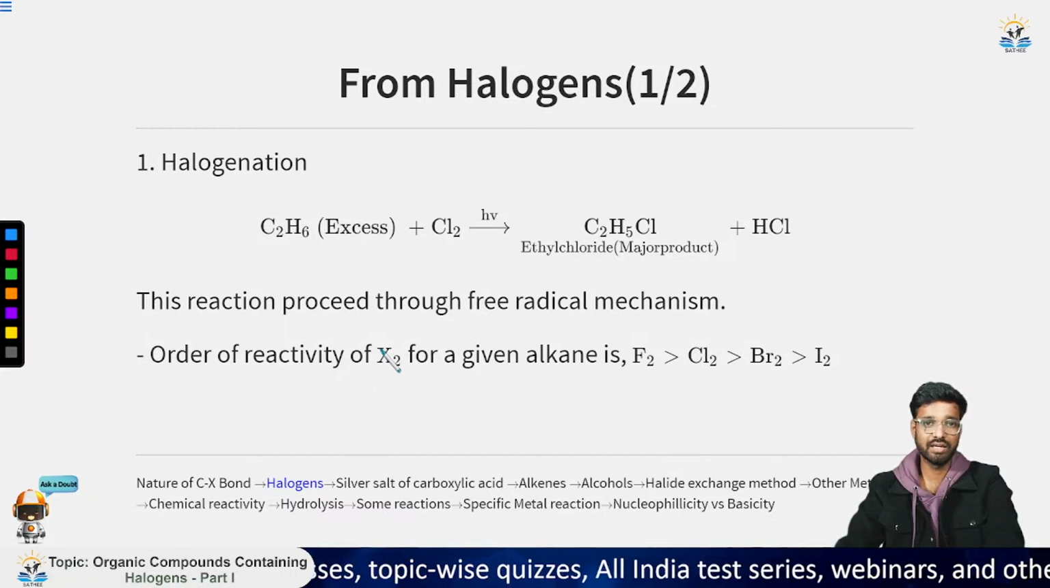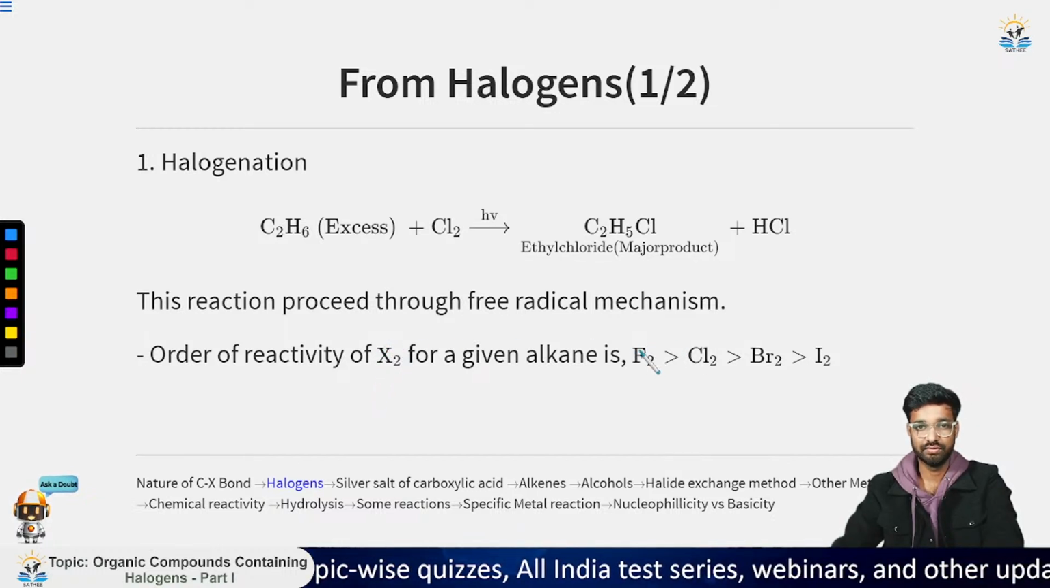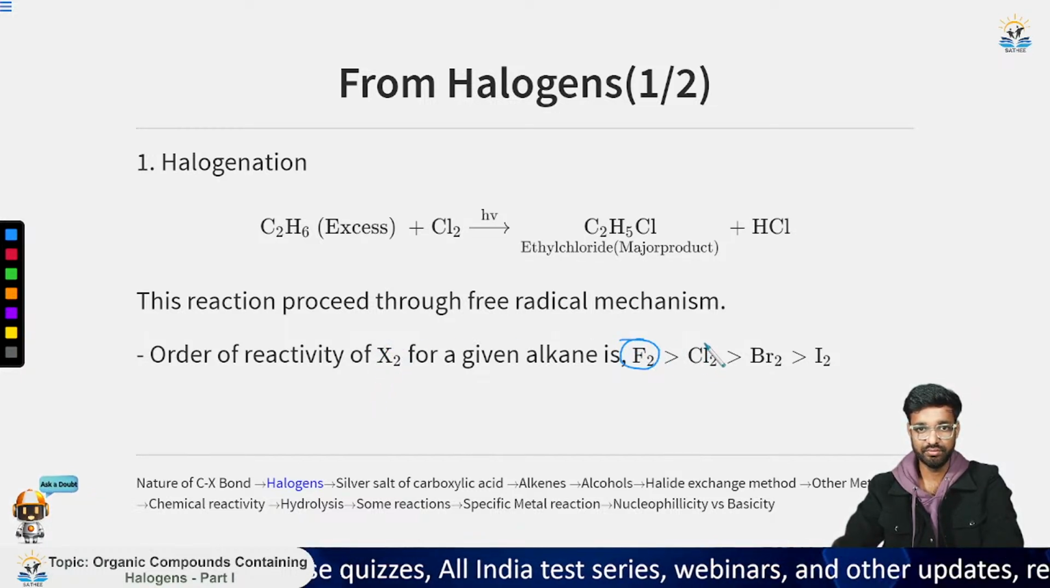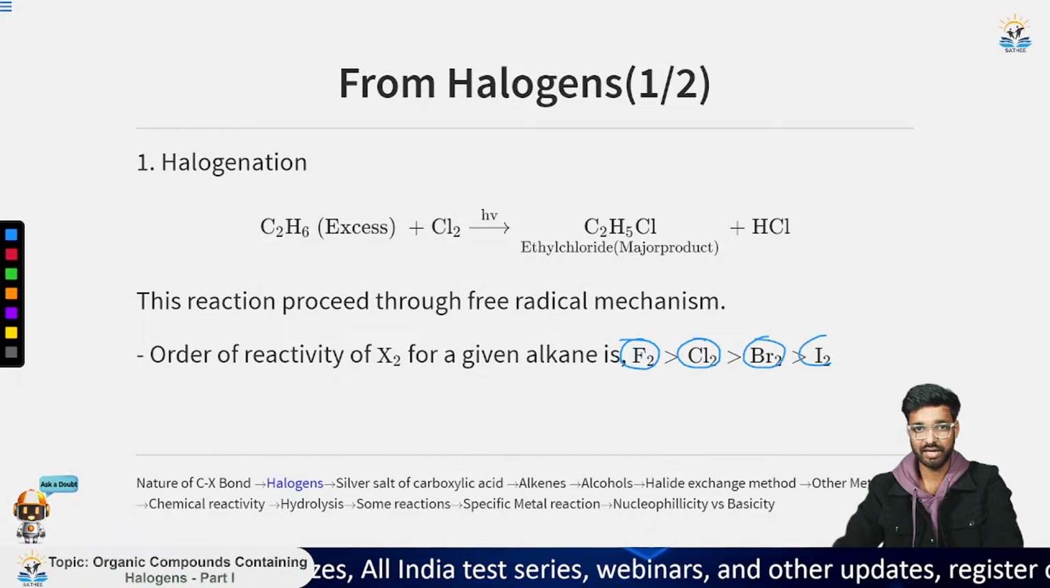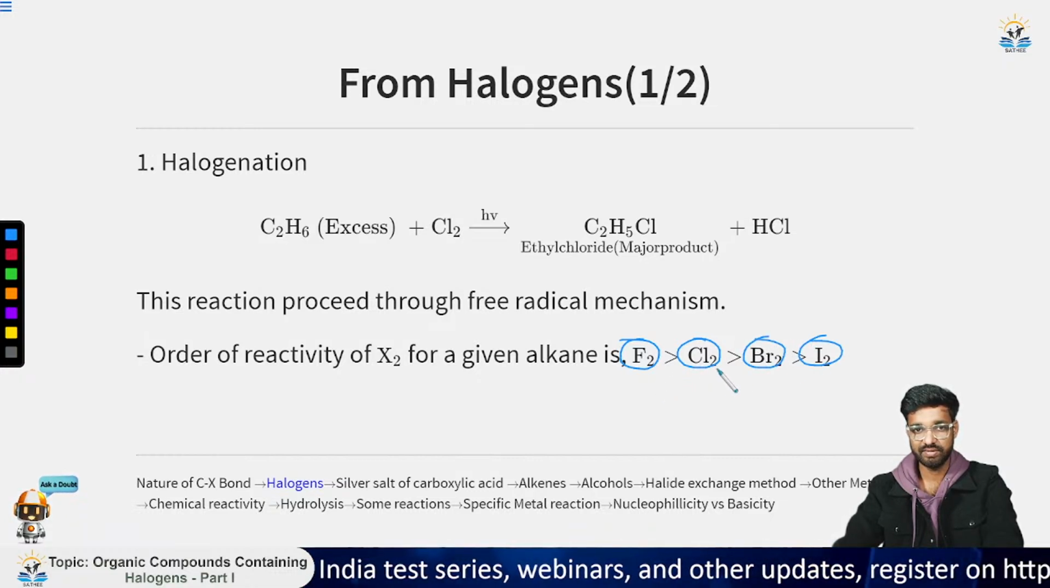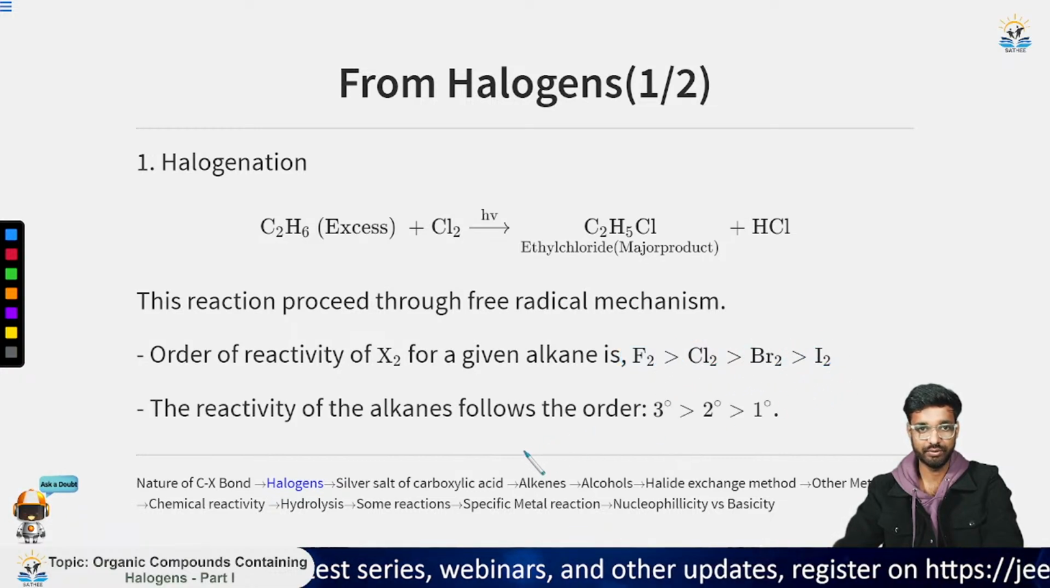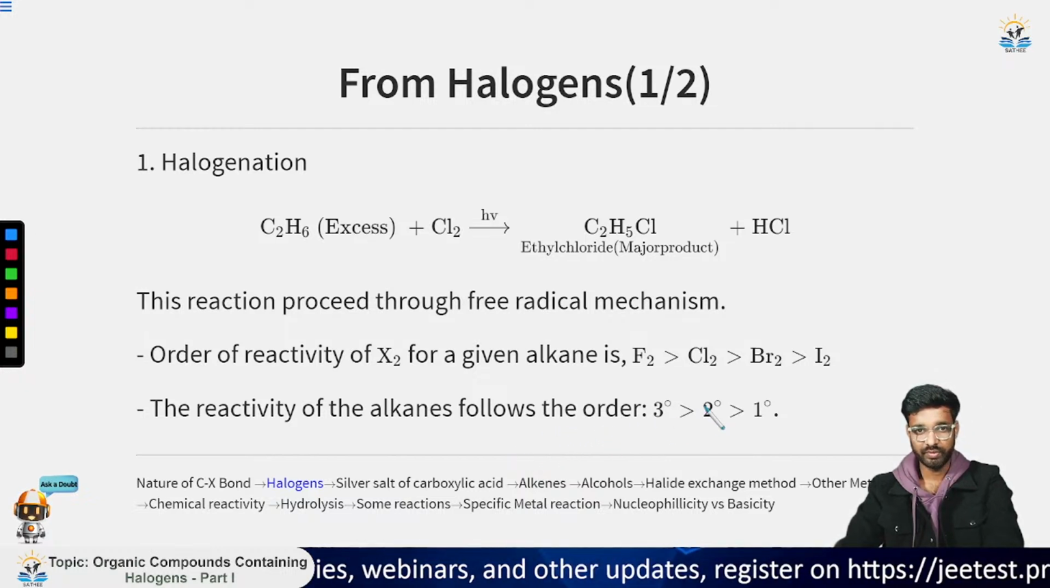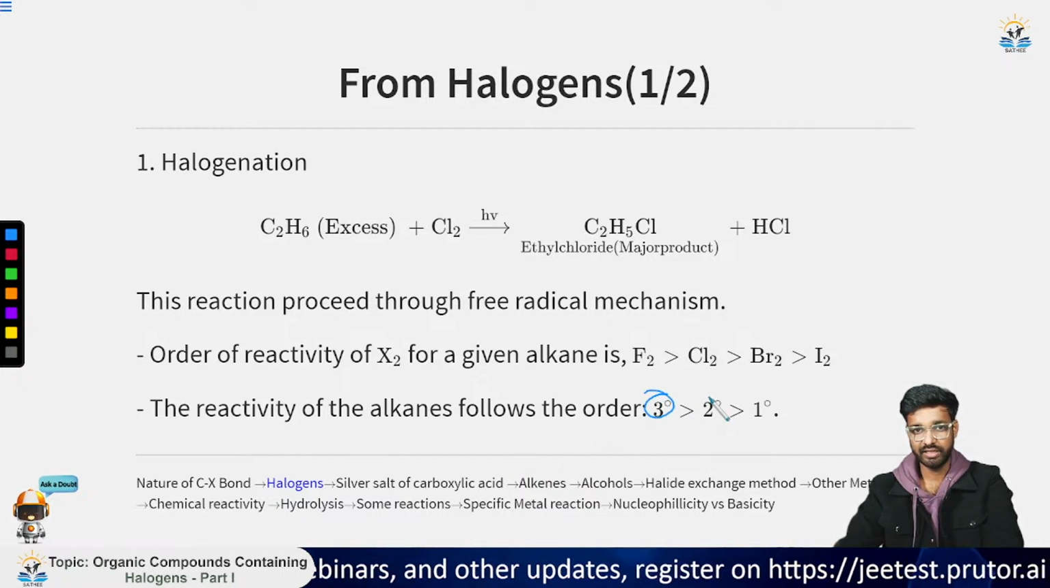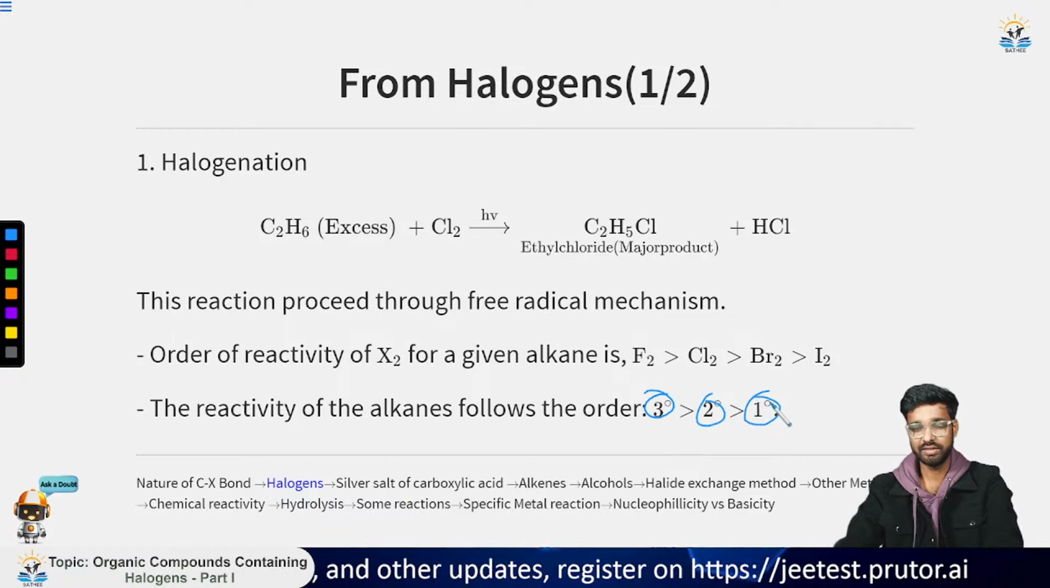Now if we consider the reactivity of the halogens, so this is F2, Cl2, Br2 and I2. So F2 has the most reactivity, then Cl2, Br2 and then I2. Now coming to the reactivity of alkane, so 3 degree alkane, 2 degree and 1 degree. So why is it so?